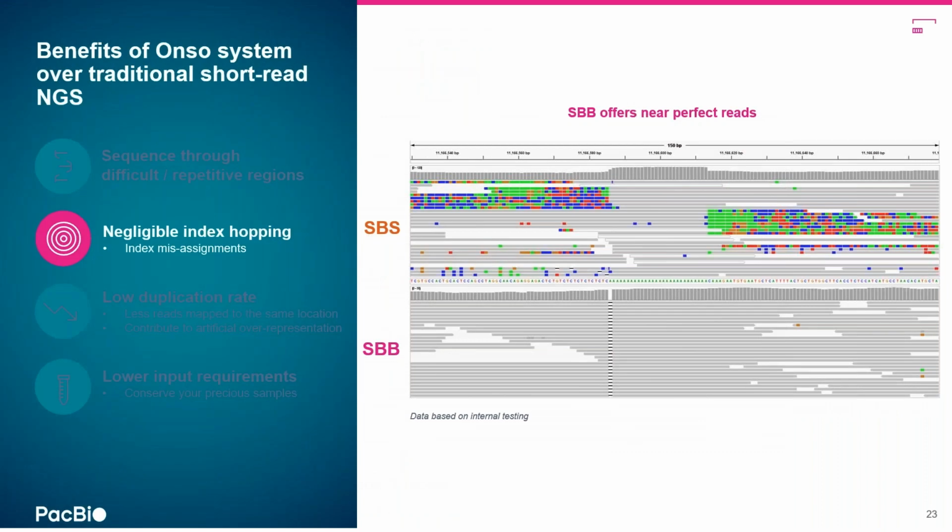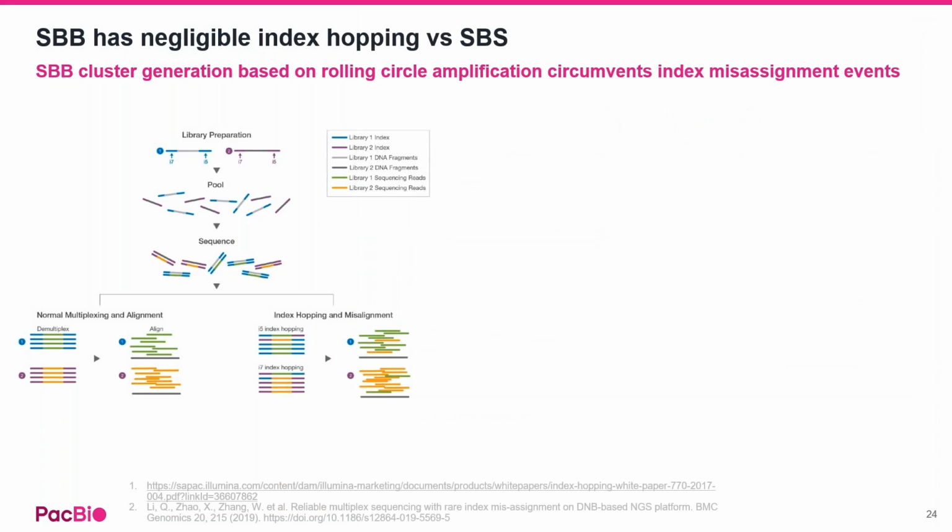We'll talk next about negligible index hopping as seen for SBB. So a major advantage of SBB versus SBS platforms is the negligible rate of index hopping, a phenomenon common with SBS platforms using patterned flow cells and exclusion amp chemistries, whereby presence of free adapters leads to increased index misassignment of libraries and/or increased filtering out of reads, resulting in data loss.